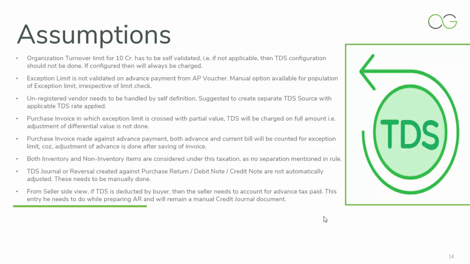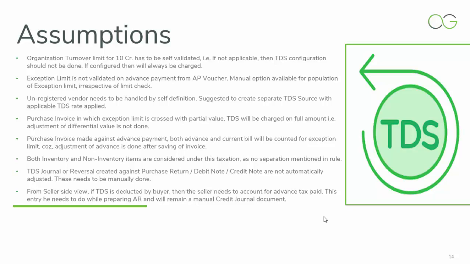Again, if a purchase invoice is made against an advance payment, then that advance payment will not be counted for the exception limit, because the TDS adjustment with that advance is done after saving the purchase invoice and after marking that purchase invoice as posted or released. The TDS journal is created at the time of release, that is, before adjustment with that advance payment. So as of now, this advance payment value will not get handled or managed against the purchase invoice.